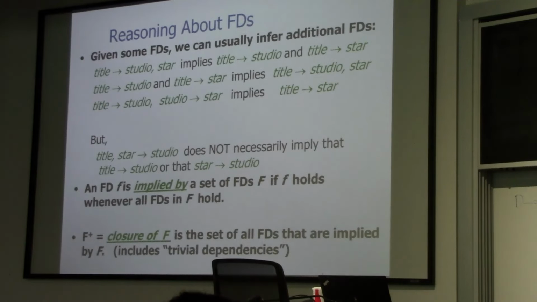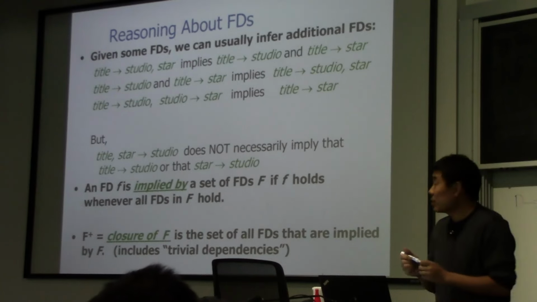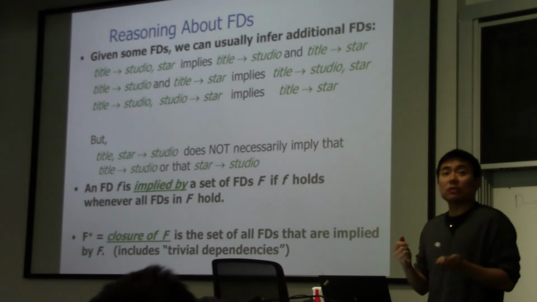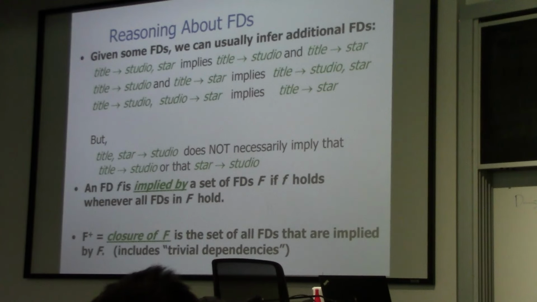determine the studio and the star. Meaning, given the same movie title, they must be from the same studio and produced by the same stars, featuring the same star. So this writes to title determines studio and star. This actually implies both title determines studio and title determines star. What that means? Okay, I'll give you another example right here.